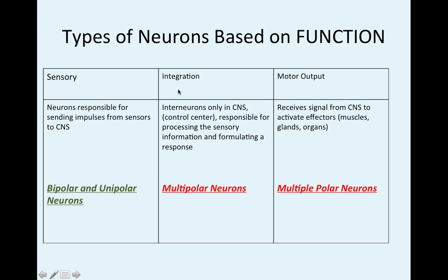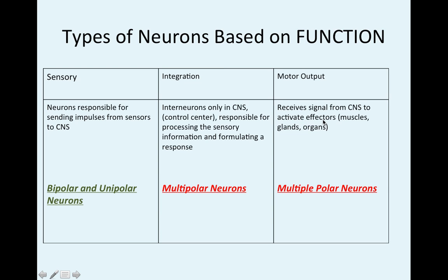Neurons based on function. We've got three basic types of neurons. We've got sensory neurons, right? And they're the neurons responsible for sending impulses from sensors to the CNS, so you need to know that. We've got integration neurons, and they're the ones that are in the CNS, at the control center, responsible for processing sensory information and formulating a response. And then we've got the motor output, which receives a signal from the CNS to activate effectors.